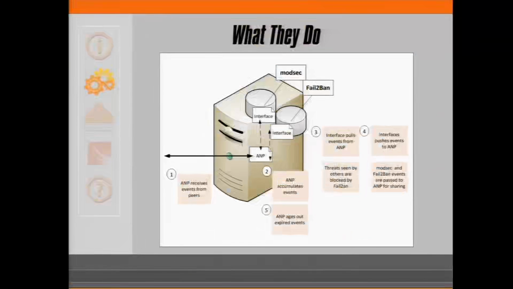We have our same situation as before, but now with a bit more detail for the interfaces. ANP receives events from peers, it's accumulating them. The interface will then pull events from ANP so that threats seen by others are blocked by fail-to-ban. And the interface then pushes events to ANP, so ModSec and fail-to-ban events then are passed onto ANP for sharing.